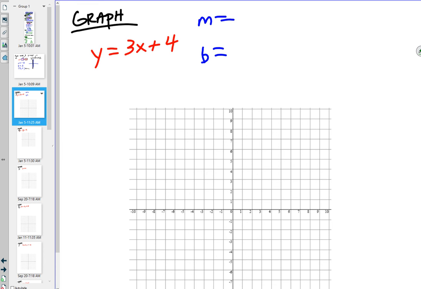What does the over mean in rise over run? Run. Left or right? Either one. Straight up.